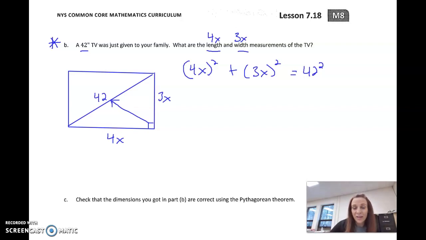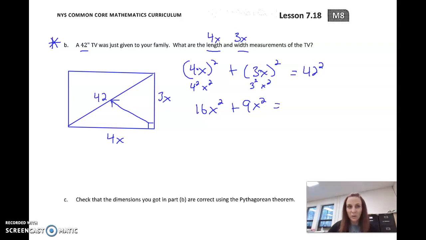This, remember, is 4 to the second, x to the second. This is 3 to the second, x to the second, because it's multiplying in here. Those exponent rules coming back. So 4 squared is 16 times x squared, plus 3 squared is 9 times x squared, equals 42 to the second power, 1,764. Like terms, we add them together. That's 25x squared equals 1,764.